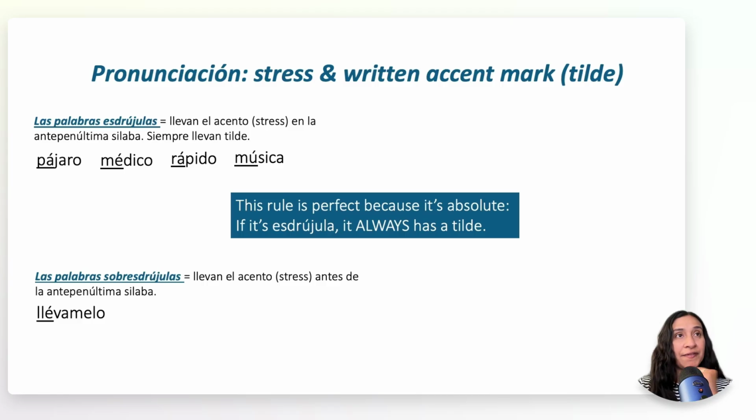And then here we have sobresdrújulas. So here, remember these words have pájaro, but the sobresdrújulas are longer words than pájaro, which has 3 syllables. This one has 4 syllables. So llévamelo, llévamelo. And the stress in that word is on lle. And you have the tilde there, so it's not llevamélo, but llévamelo, llévamelo. Okay?